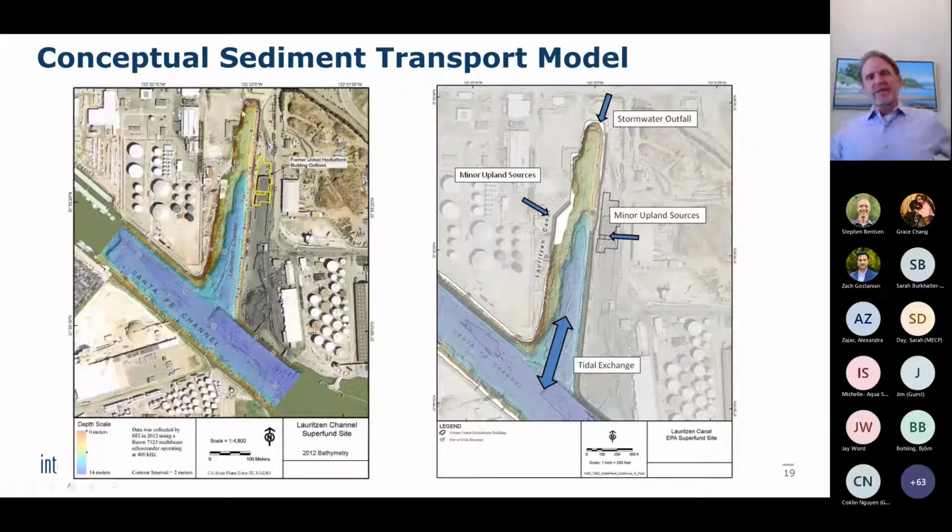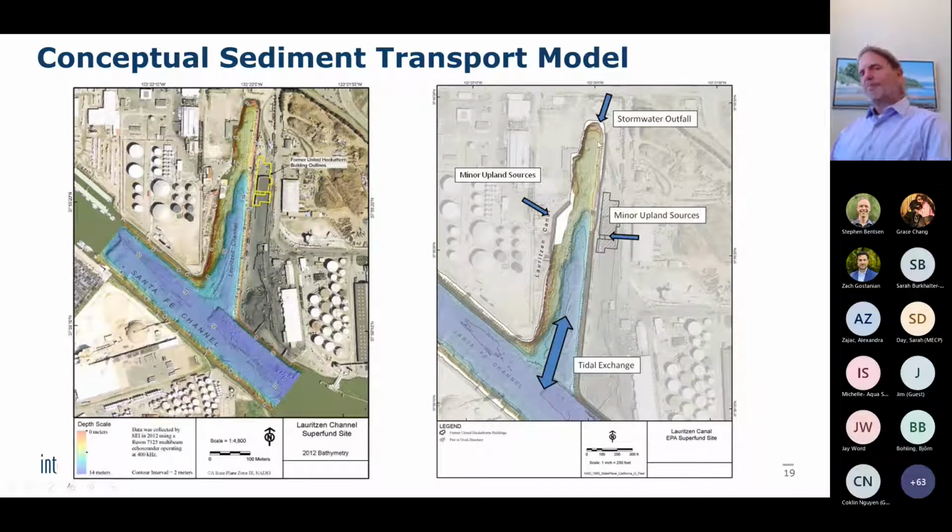So this is what it looks like. Here's our 3D image from the multibeam I was discussing earlier. The blue is deeper with the red being shallower, so it's shallower up at the head. This is also an active shipping area right here. There's a company that uses this for mobilization out of their areas. One of the first things we want to look at is what are the processes. We have tidal exchange and we have upland sources. This is the former Superfund site here, but again, that's generally been controlled. And a large stormwater outfall at the head.